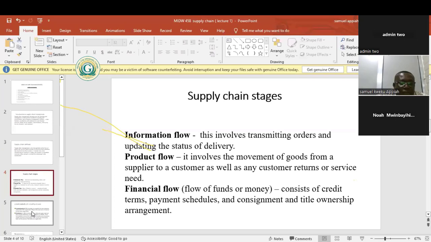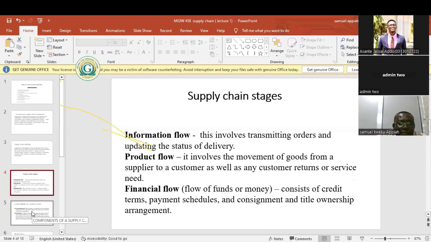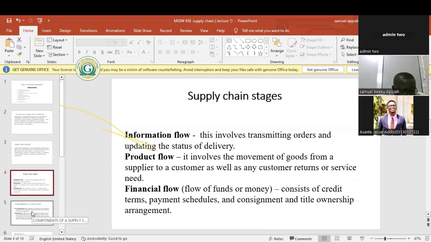Jesse. Hello, sir. Please, I want to add this if it's correct. What about when the consumer sends his or her own cargo to go for the items? Is ownership passed right away? What will be in the contract? Why is the consumer or the buyer sending his own vehicle? If it is enshrined in the contract that you have to bring your vehicle to come and pick the goods, then it depends on the contract, the agreement that you people have.